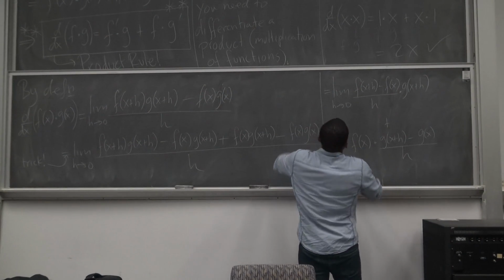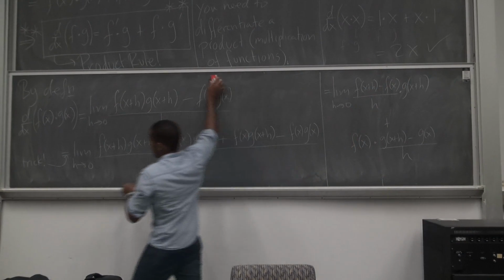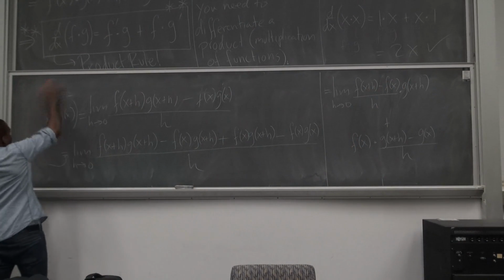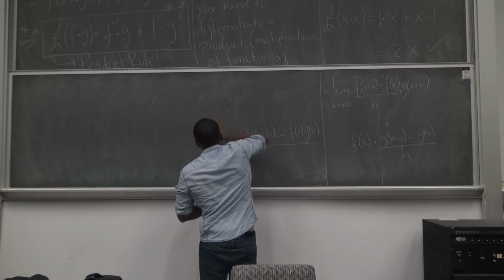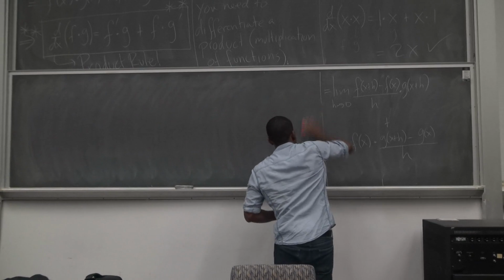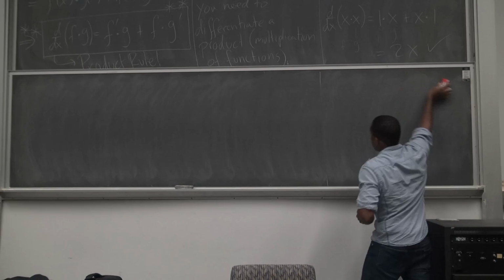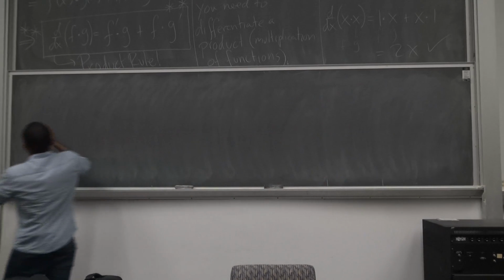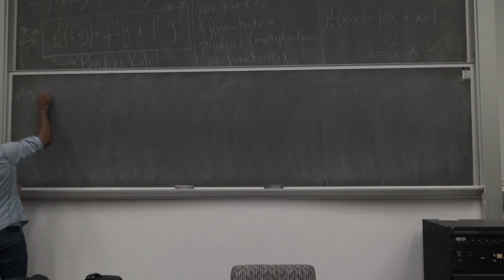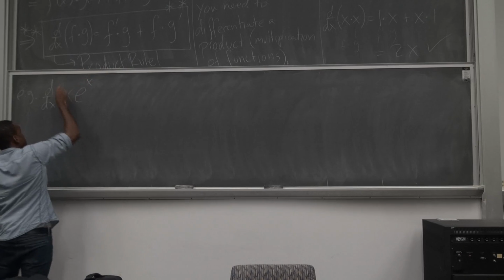But that's too easy. I mean, if you have to differentiate x squared, you'd never actually do that. You just use the power rule. But let's do something that is not so nice. How would you differentiate x times e to the x?